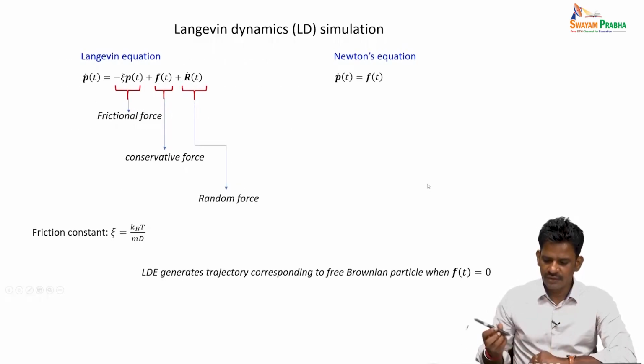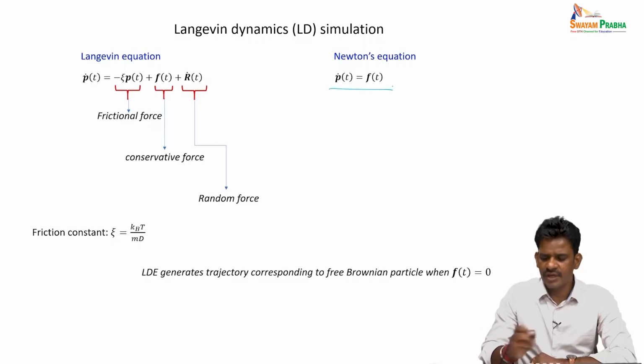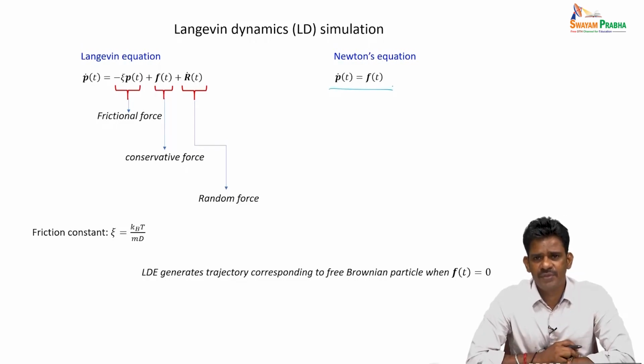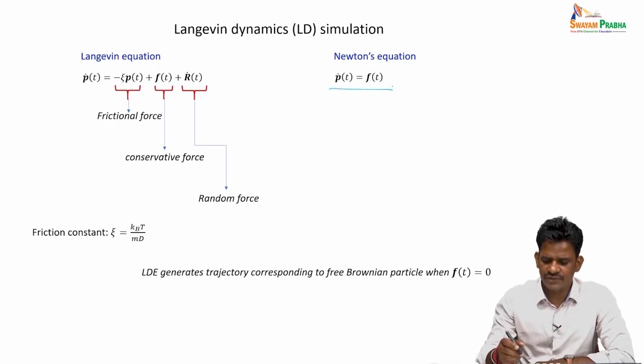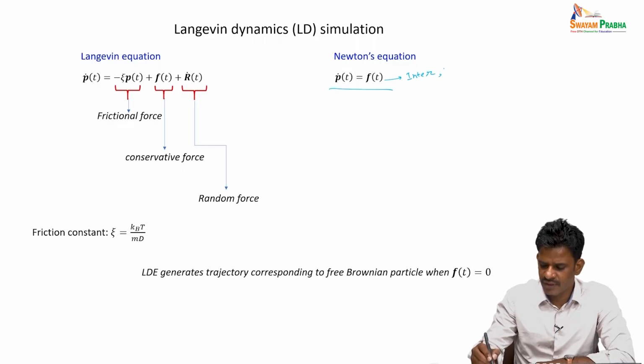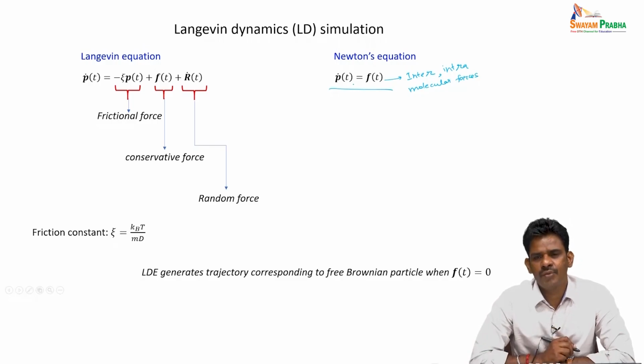So now the conventional dynamics that we have been doing in MD follows Newton's law of motion, which can be derived from Lagrangian mechanics, where the rate of change of momentum is given by the force, and this force comes from the inter or intramolecular forces. So here we write this equation for every species in the system, solvent, solute, etc.